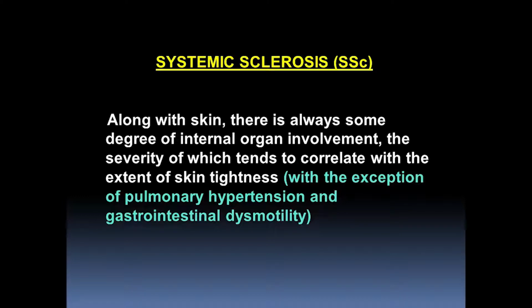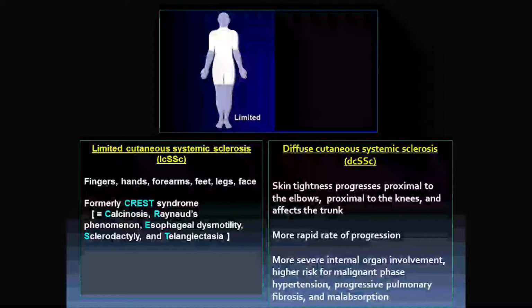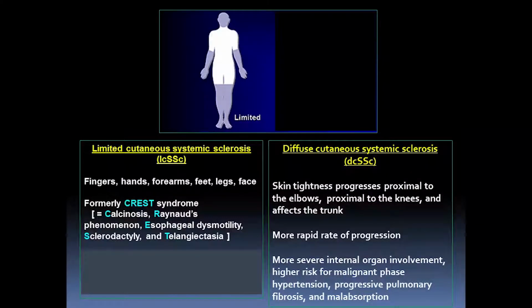The exceptions being pulmonary arterial hypertension and severe gastrointestinal problems. So the limited cutaneous form, which used to be called CREST syndrome, has been renamed limited cutaneous disease because all the 5 components of CREST are not required. 2, 3, or 4 out of the 5 can be present. So patients can have involvement or tightness of the fingers, hands, forearms, feet, legs, and face. However, the proximal extremities and the trunk are spared.